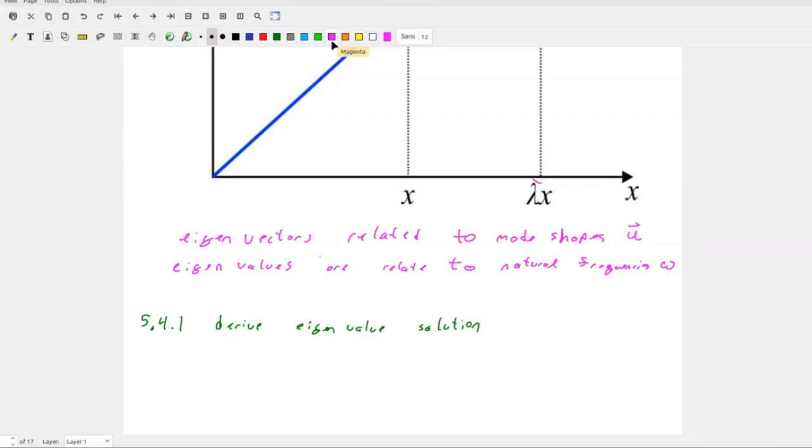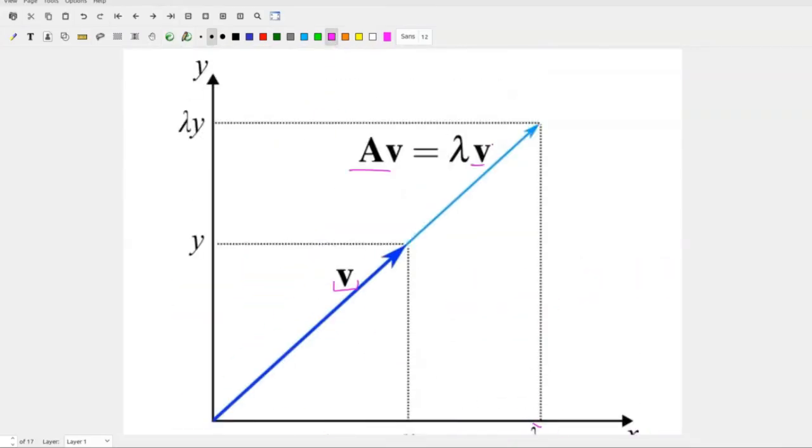What you'll notice from my general eigenvalue expression is I have A, V, lambda, and V. So if I know that my eigenvalues are related to my frequencies, that takes care of lambda, and my eigenvectors are related to my mode shapes, that takes care of V. So what am I left with? I'm left with A.